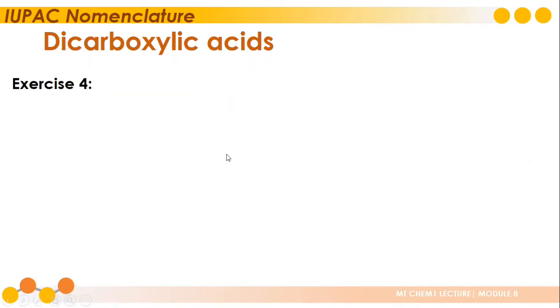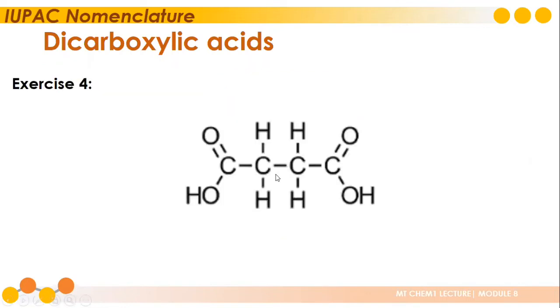Let's try this one. So in here we have another dicarboxylic acid. We have here a 1, 2, 3, 4 carbon chain, which is butane. Okay? So this will now be butanedioic acid. Again, you simply need to add dioic acid at the end of our alkane name.